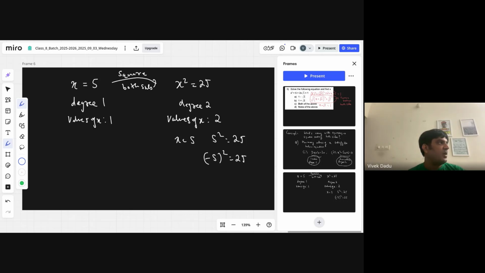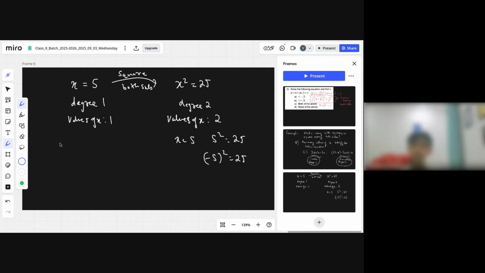An operation which changes the degree of equation or number of solutions of the equation is an invalid operation. Sir, I have a doubt. If the degree of the variable and the number of values of x are equal, then x cube equal to 125, what are the possible values of x?